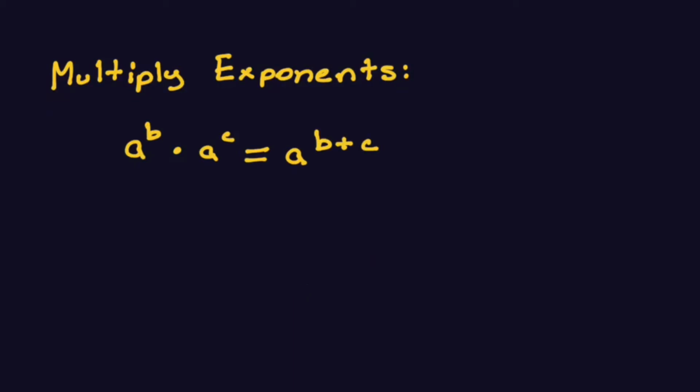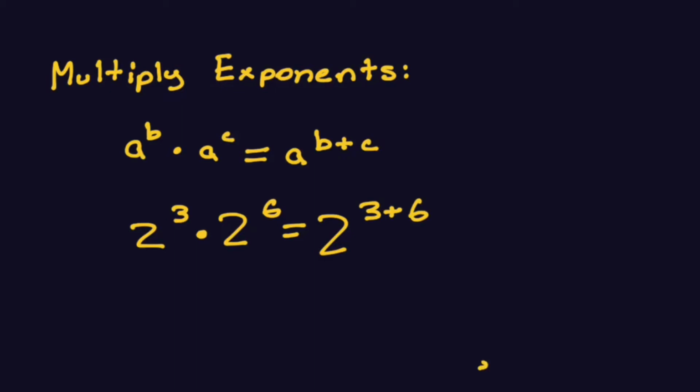So let's say, let me use actual numbers, not variables here. Let's say I had 2 to the third power times 2 to the 6th power. So in this case, 2 is obviously a, 3 is b, and 6 is c. So we're going to keep the a, so we're going to keep the 2, and that is going to be to the b plus c, or to the 3 plus 6 power. So 2 to the 3 plus 6 power is also equal to 2 to the 9th power, since 3 plus 6 is 9.